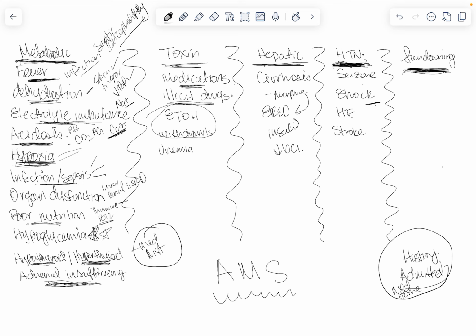Alcohol withdrawal is a big one. Someone comes in, let's say for a knee replacement, and they had to stay a bit longer for whatever reason, and now all of a sudden they're tachycardic, they're diaphoretic, they're confused. Maybe they're going through withdrawals.